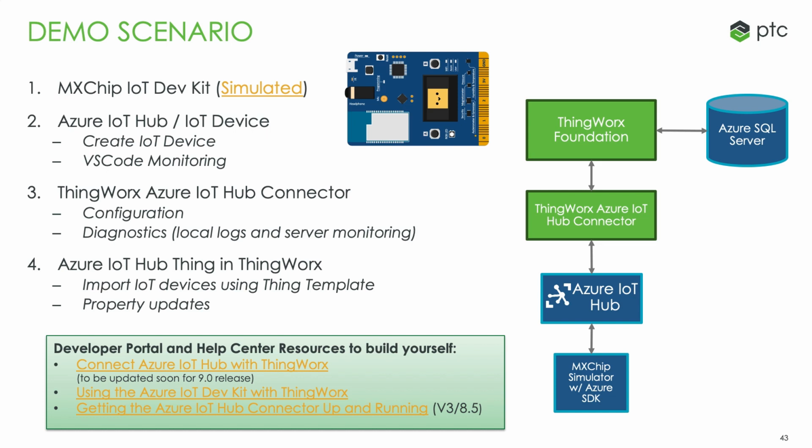And we're going to have a look at how this is set up a little bit, specifics around the Azure IoT Hub connector. Some details of how it's configured and how we can do diagnostics using local logs and ThingWorx server monitoring. And then we're going to look at automatically importing devices that exist on the Azure IoT Hub into ThingWorx and having their values bound automatically and essentially communicating up so that we can start doing application development in ThingWorx.